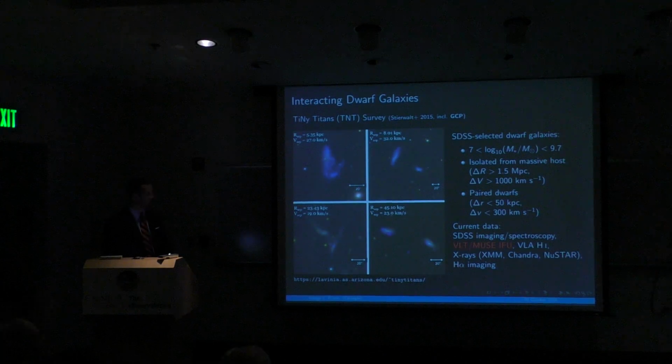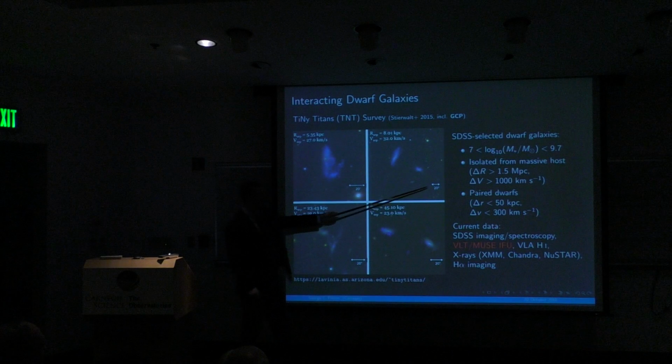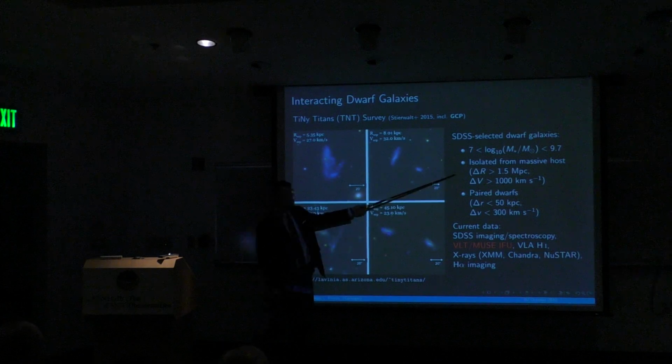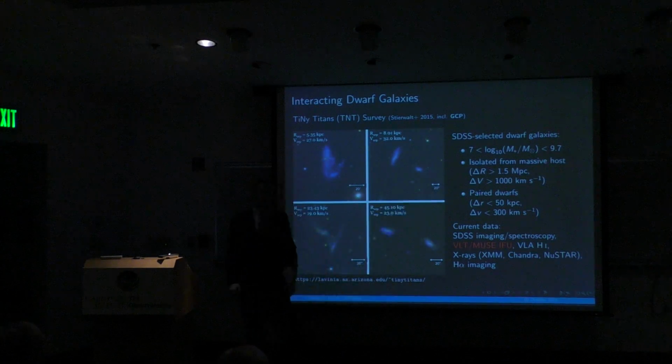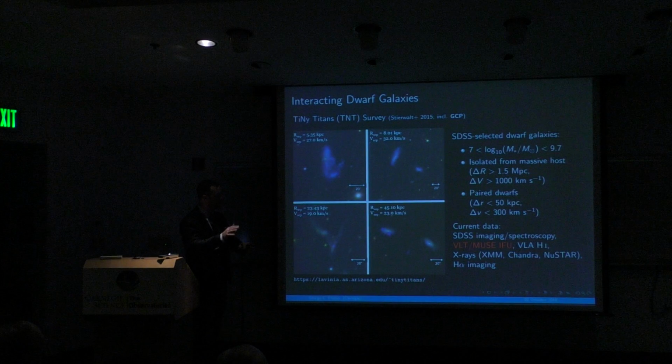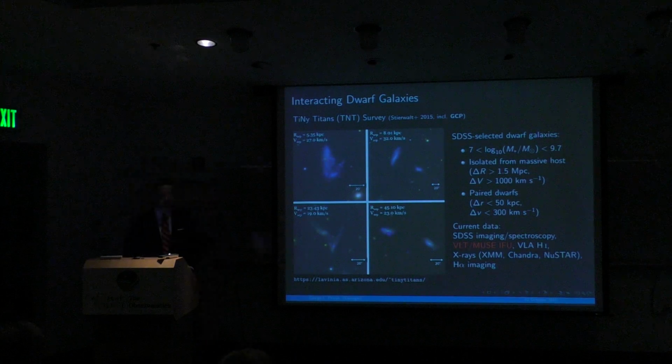TNT dwarf galaxies. But I should say that this isolated pair sample is also complemented by a pair sample that is associated with a massive galaxy. And then both of those samples are also matched in unpaired dwarfs. So with these four subsets, we can really tease apart the effect of interactions and environments on the evolution of dwarf galaxies.